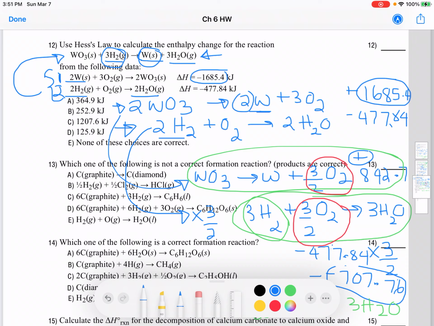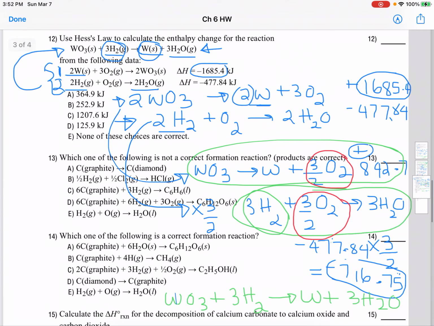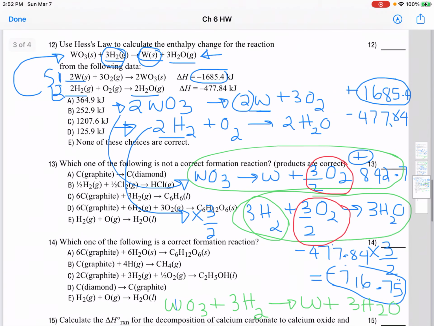So 477.84 times 3/2 is 716.76. That makes sense. This number needs to change to 716.76. So now 842.7 minus 716.76. Yes, 125.94. Wonderful. So we have that answer there. So that's how you would do this calculation.